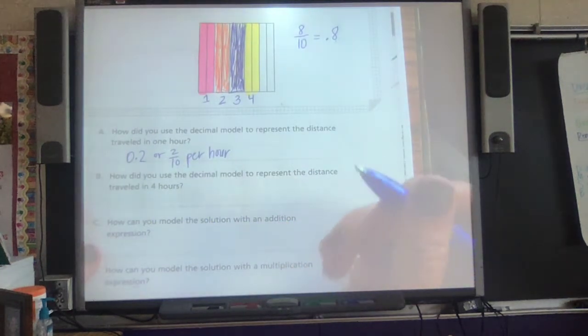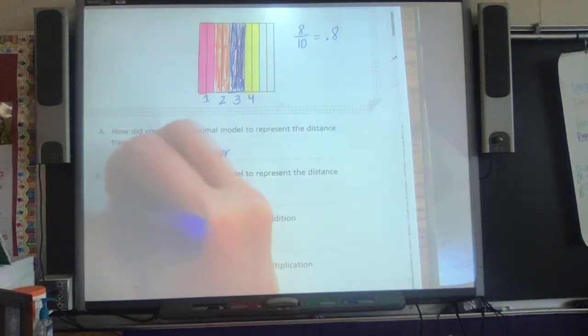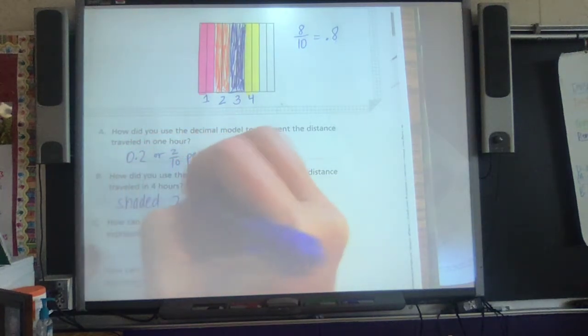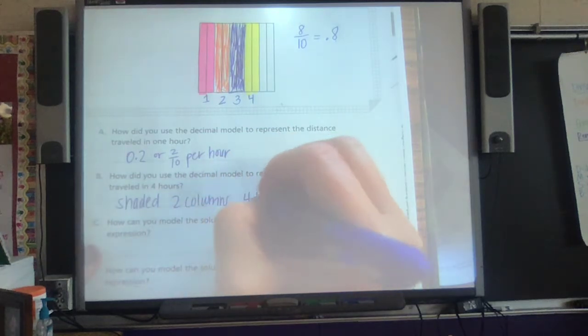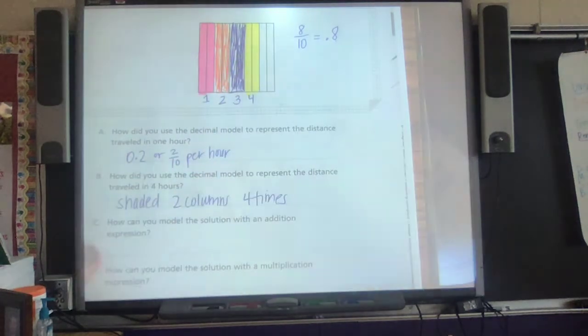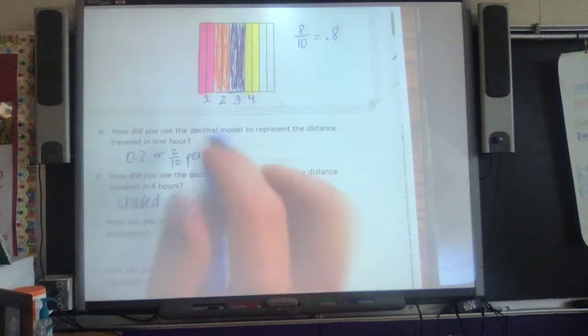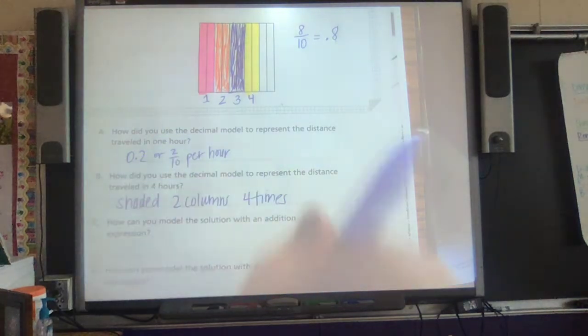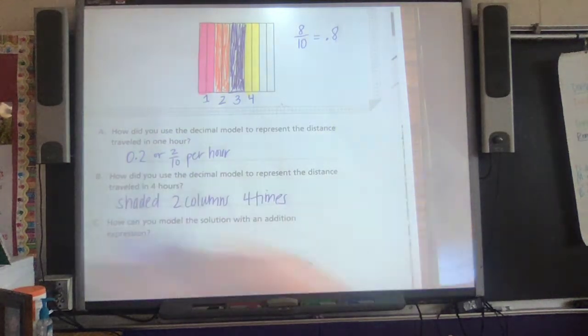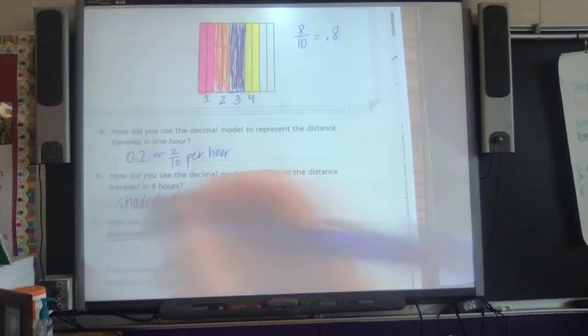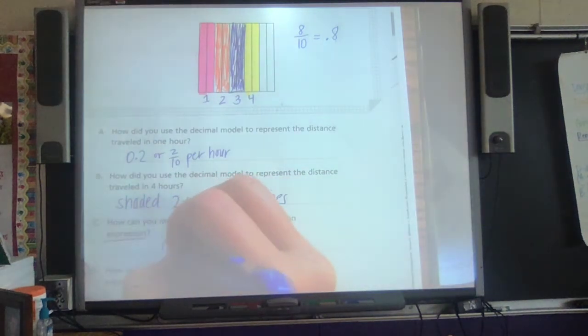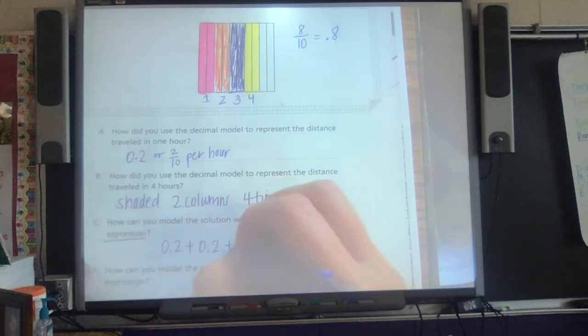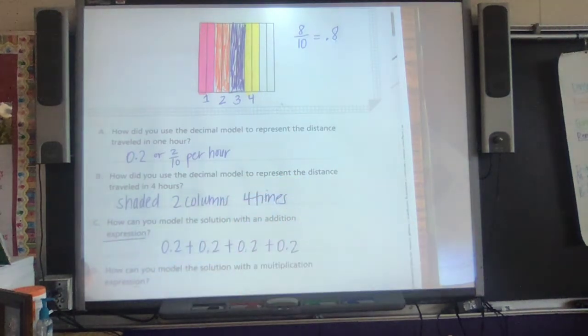How did we use it to show the distance for 4 hours? Well, we shaded 2 columns 4 times, didn't we? 2, 4, 6, 8. How can you model the solution with an addition expression? Good. So it means adding. An expression is a number sentence without an equal sign. An equation has an equal sign. An expression does not. So just think about, what were you adding? 2/10, 2/10, 2/10, and 2/10.